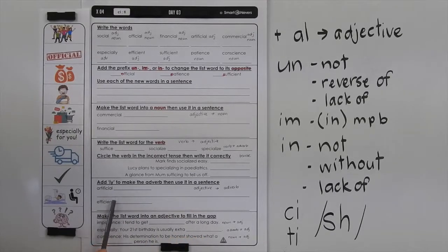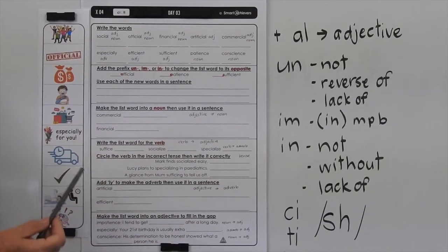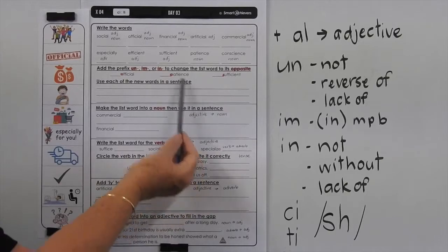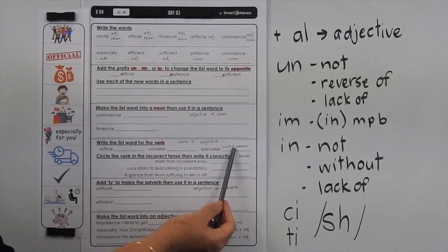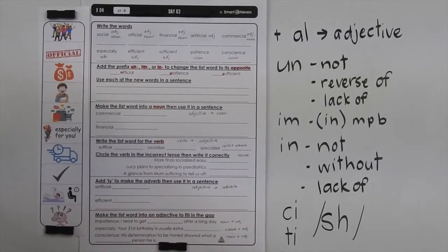So in both of these cases, you're changing an adjective into an adverb. Now make the list word into an adjective to fill the gap. So in the first one, you're going to go from a noun to an adjective. In the second one, you're going to go from an adverb to an adjective. And in the last one, you're going to go from a noun and change it into an adjective. So you may want to discuss some of that within your group, but otherwise go back through the video and have a look at the little hints that I've written in here to help you.